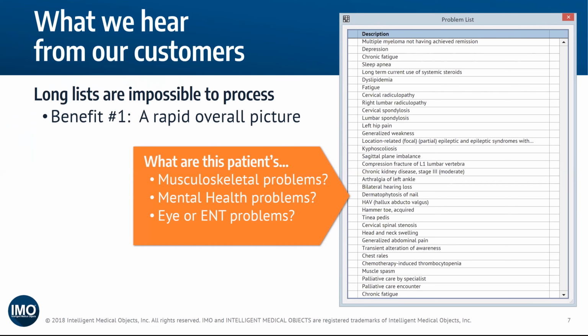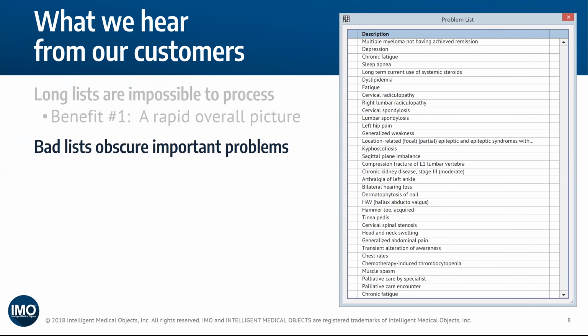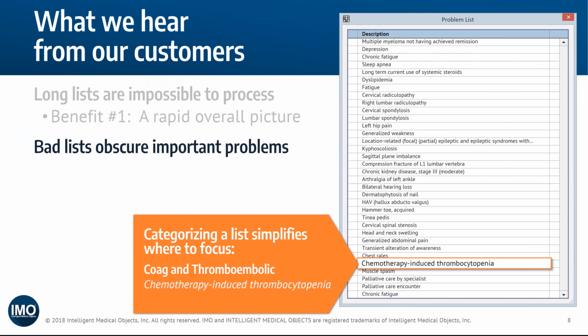We don't like to play the patient safety card that often, but in this case, I think it's valid. Important problems get obscured in a list like the one you're looking at, and you might not see an important problem like chemotherapy-induced thrombocytopenia, a very important problem that needs to be at the forefront of what people are examining before they take care of this patient.